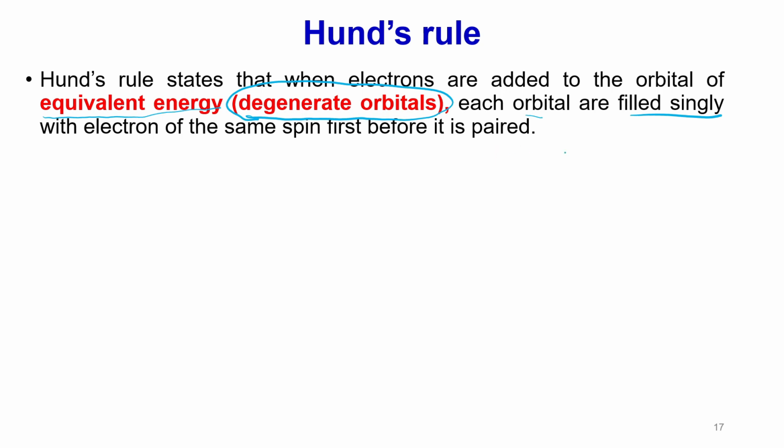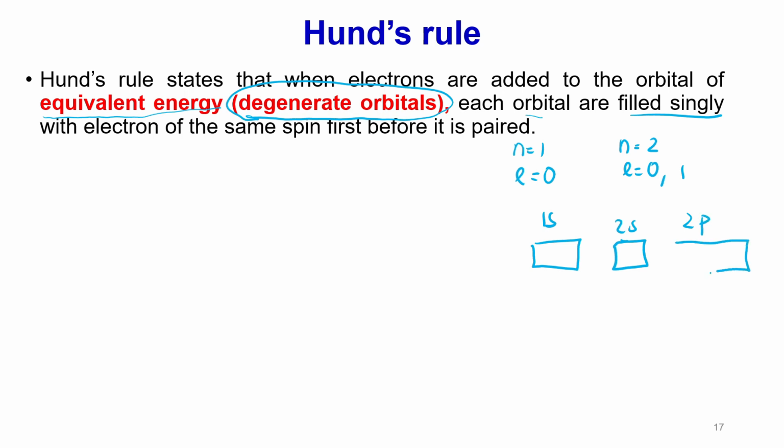For example, which ones have degenerate orbitals? For example, n is 1, l is 0. This is 1s. 1s has one box, so there is no degenerate orbital. For n is 2, we have l is 0 and l is 1. So 2, 0 is 2s and 2, 1 is 2p. 2p has degenerate orbitals. Why does 2p have 3 boxes? Because when l equals 1, m equals negative 1, 0, positive 1.